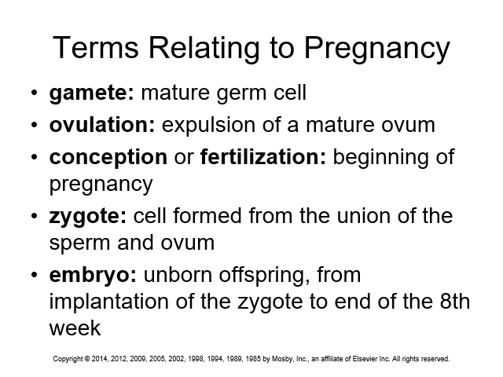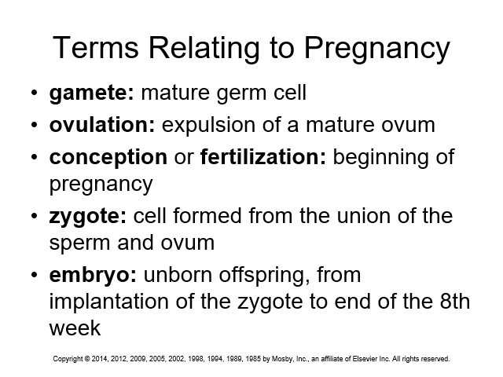So on page 316 is where we'll find our terms that relate to pregnancy. And let's start with the first one. The gamete is the mature germ cell. This is either going to be the sperm in the male or the ovum in the female. Ovulation is the expulsion of a mature ovum. And what that means is ovulation is when the mature ovum in the female is released from the ovary and travels into the fallopian tubes.